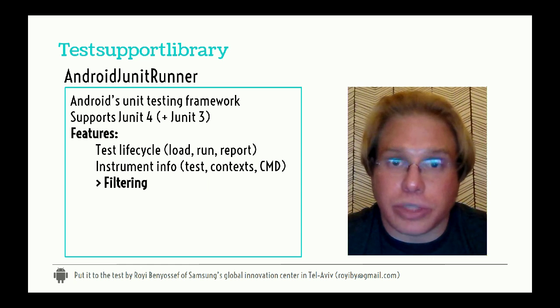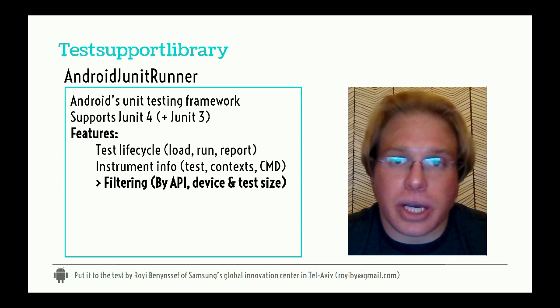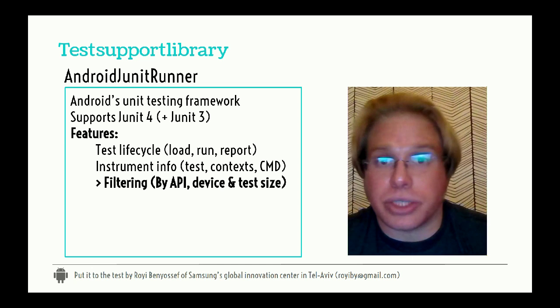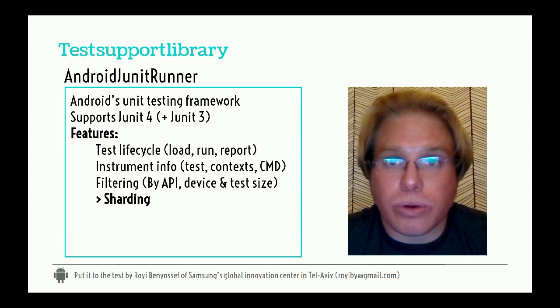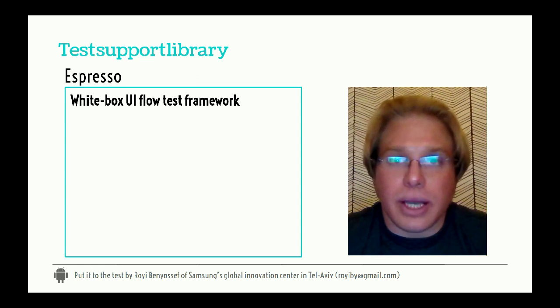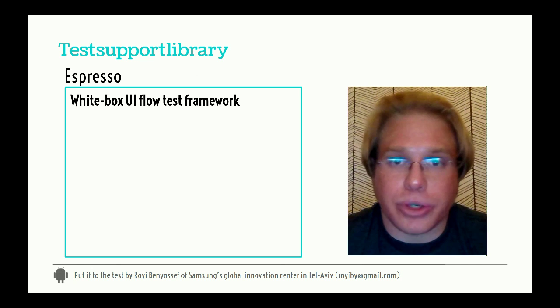It allows you to filter tests by test device API, device type, i.e. virtual versus real, and test size, which means unit, feature, integration, sanity, and regression. It also allows you to use sharding, which means you can run any subset of the test on any test suite. After we tested functionality, let's move to the UI.